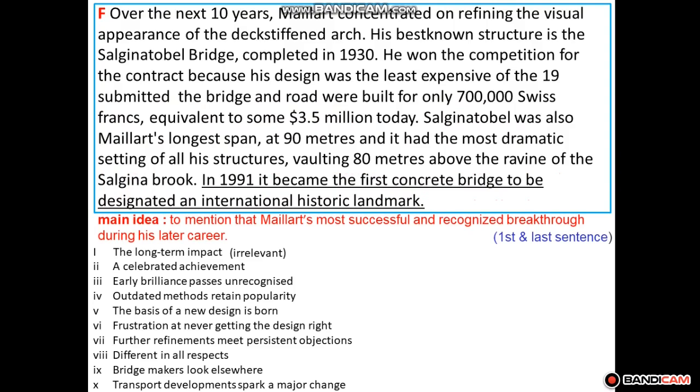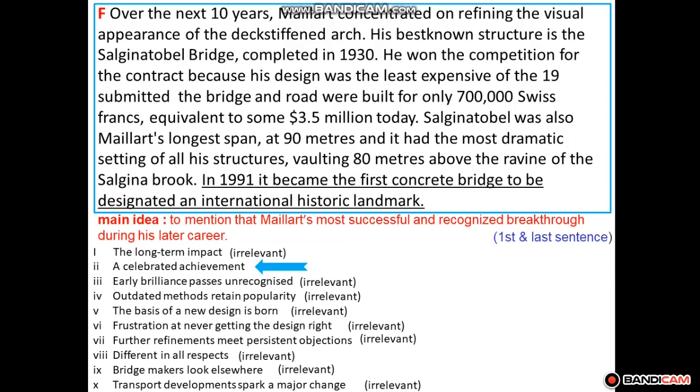Okay, now coming to the headings. First one, irrelevant. Third one, irrelevant. Fourth, irrelevant. 5, irrelevant. 6, irrelevant. 7, irrelevant. 8th, irrelevant. Similarly, all of them irrelevant. Nothing about them in the paragraph. But the second one is the best match, a celebrated achievement, because that touches the idea contained in the main idea. Okay, a celebrated achievement, like you see, to mention that Miller's most successful and recognized.